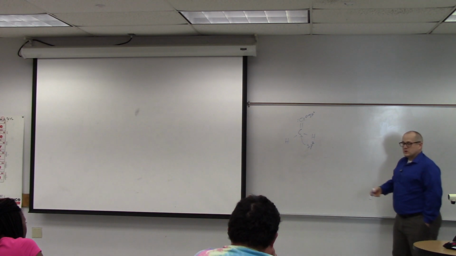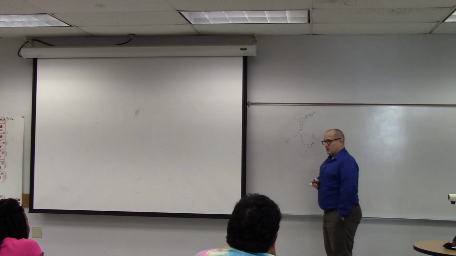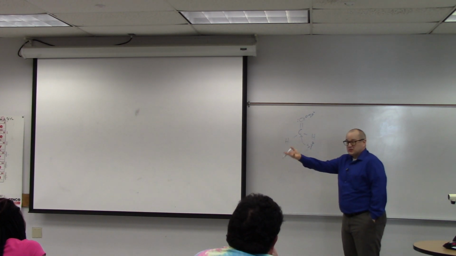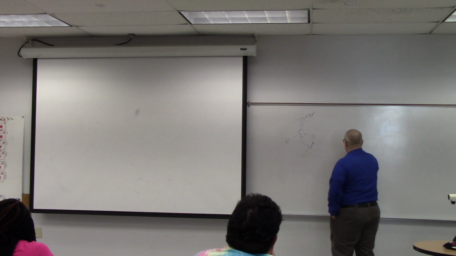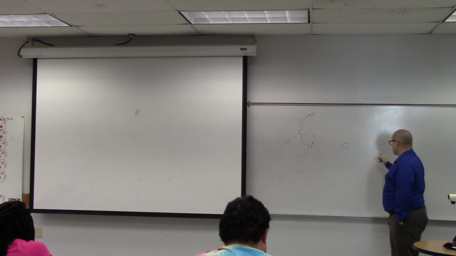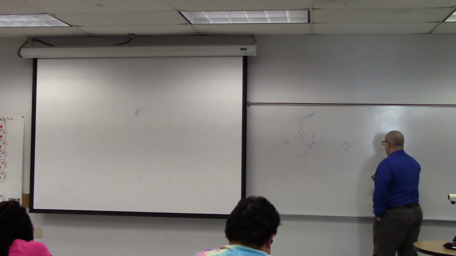Let's draw it and prove it to ourselves, because there's a great question about where these lone pairs are. We draw them on the molecule, but what orbital are they in? So let's draw the oxygen here and the carbon over here. So this is carbon right here, and the oxygen's right here.